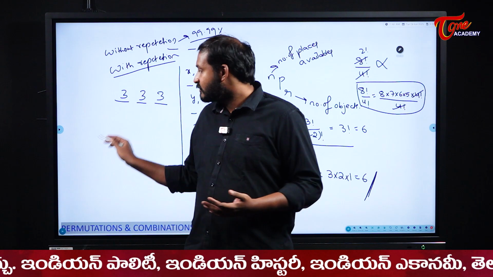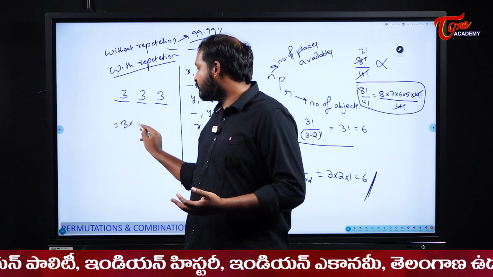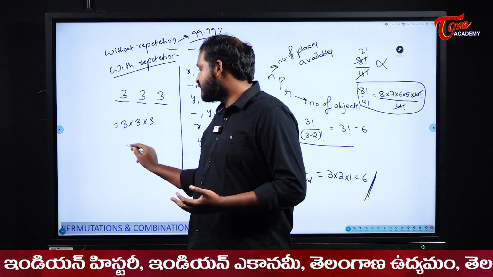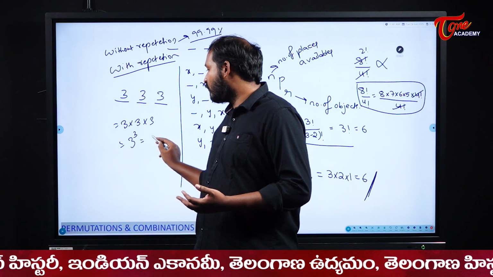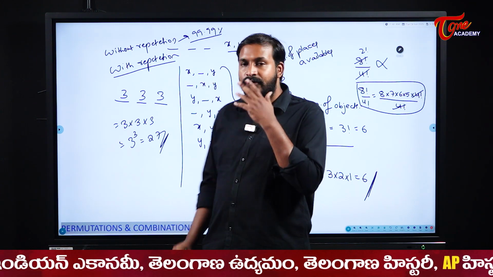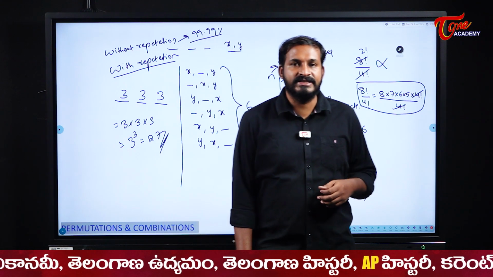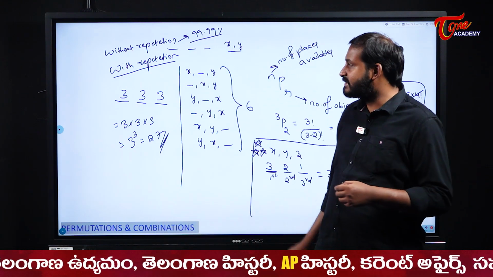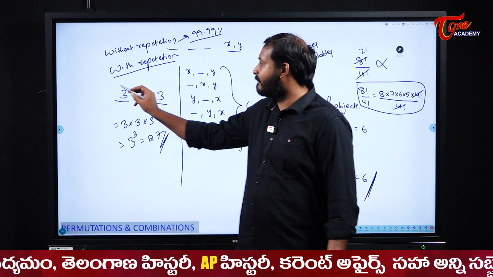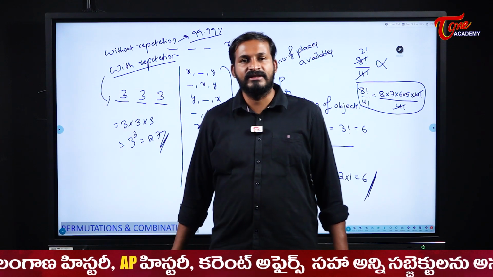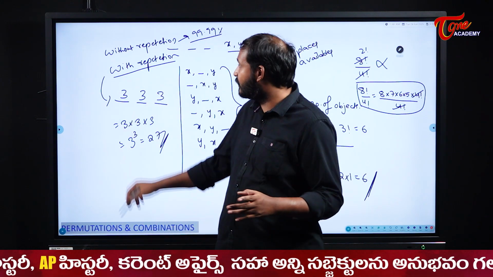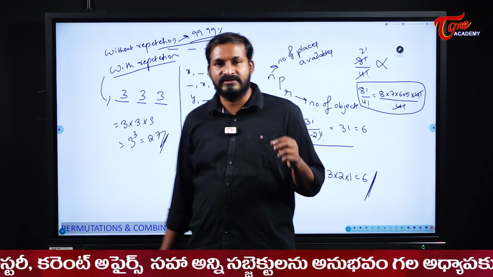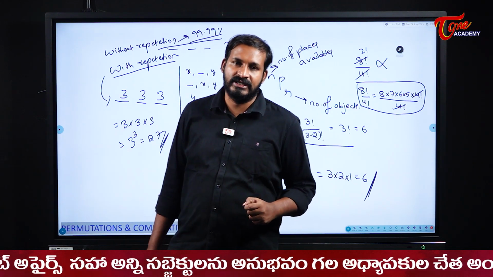Three chances. So, it will become what? 3 into 3 into 3, which is nothing but 3 cube. That means overall with repetition we will have 27 chances. This is how we are going to solve with repetition. But questions based on with repetition are very, very rare, as I already told you. Mostly we will have questions based on without repetition only.